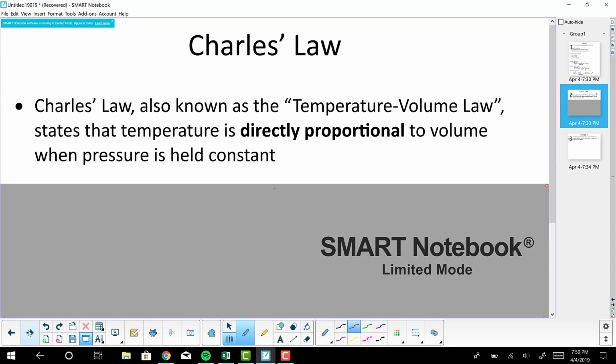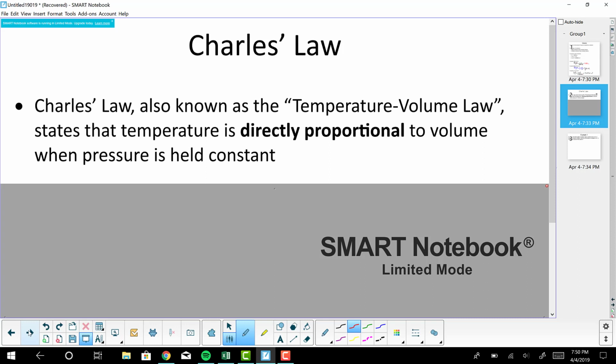So let's think back. What does it mean to be directly proportional? If two things are directly proportional, then if one changes, the other one is going to change the same way. So in our case, if the temperature increases, then the volume will increase. And if the temperature decreases, then the volume will decrease.